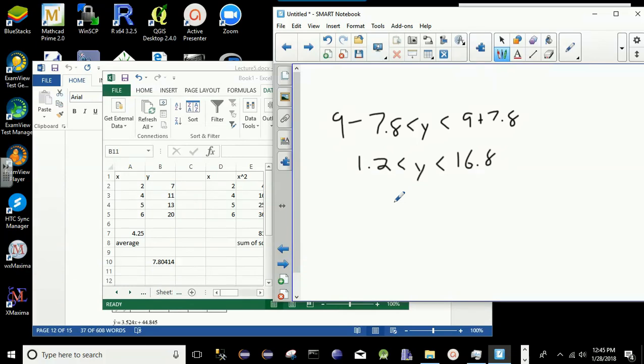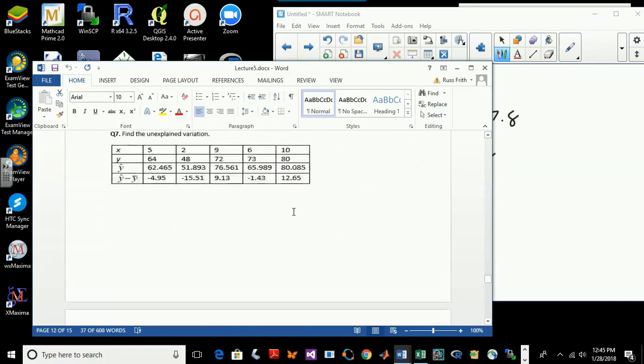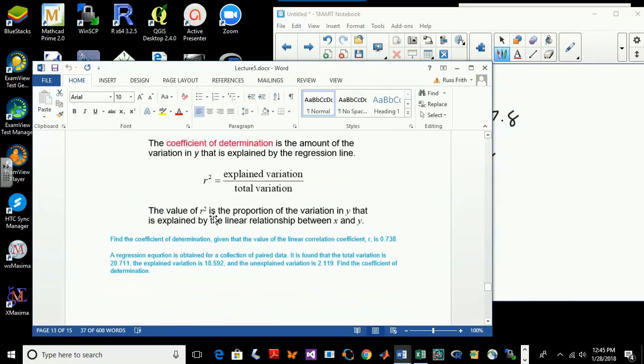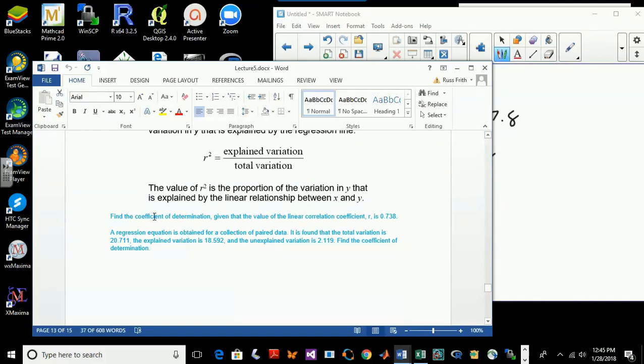All right, so the final topic is we analyze the coefficient of determination. Okay, so let's go back to our Word document. The coefficient of determination is the amount of variation in y that is explained by the regression line. R squared is equal to explained variation over total variation. R squared is the proportion of variation in y that is explained by the linear relationship between x and y. Okay, so find the coefficient of determination given that the value of the linear correlation r is this. Okay, so all you do is you square this value to get the coefficient of determination.